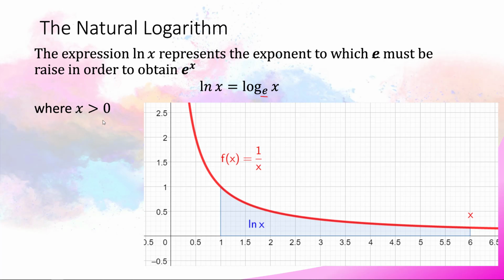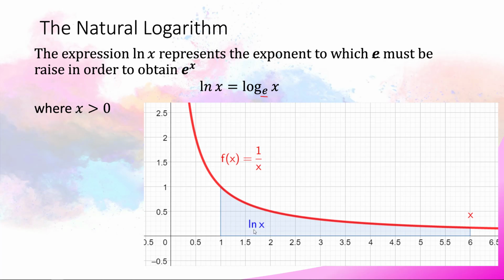Okay, and once again, x is always greater than 0, and this is the primary reason why this is called the natural log. Take a look at this. This is the reciprocal function. It's nothing more than f of x is equal to 1 over x. And it turns out that the natural log of x will always be equal to the area under this particular curve. Here we have x being equal to 6, and the shaded area here is the area underneath the curve of f of x from 1 to 6.